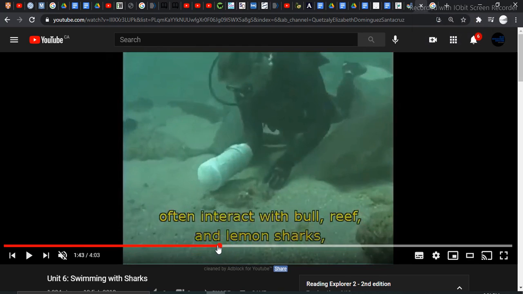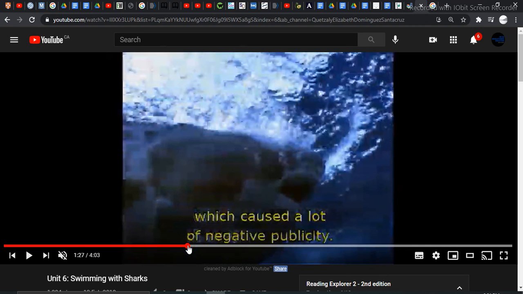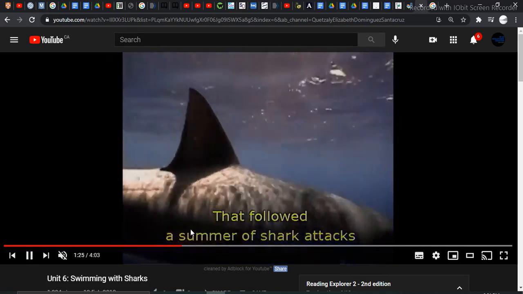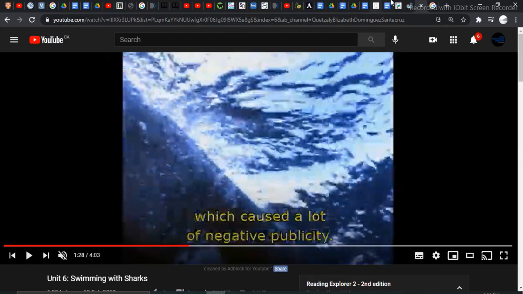Negative publicity. So that means like they get a lot of bad news. People think sharks are really bad. Yeah, it caused a lot of negative publicity. To ban the feeding that summer, the shark attacks, yes, caused a lot of negative publicity. Okay, so here we go.